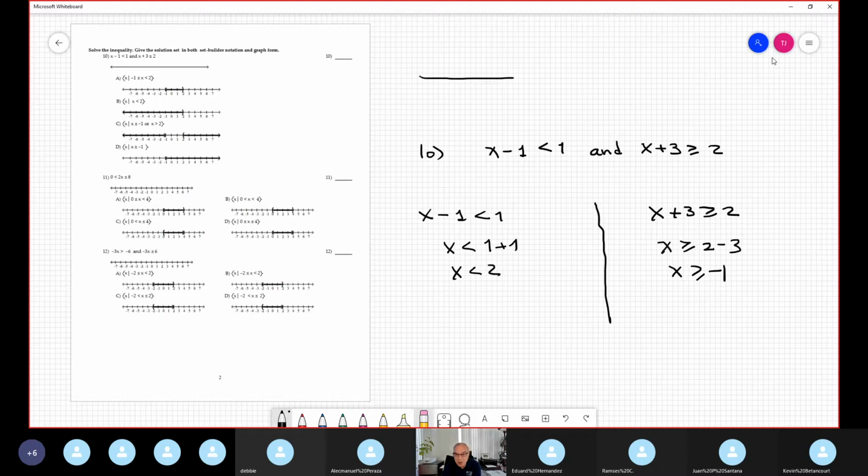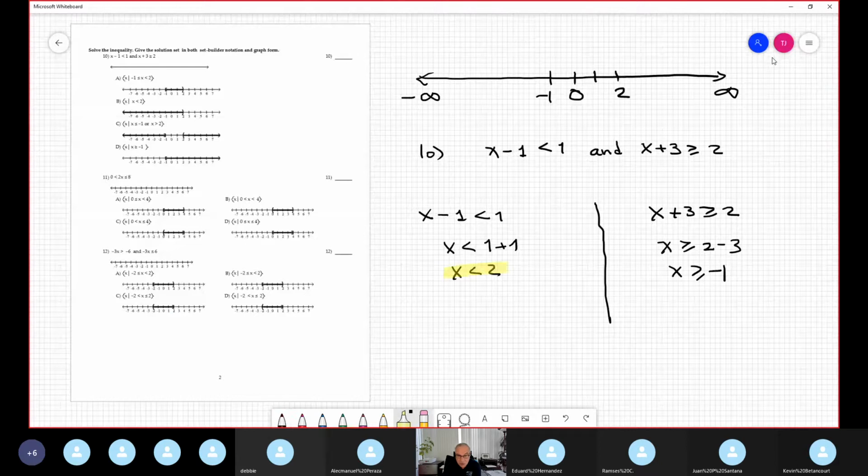Okay, now let's do the graph here. Why not? This is my real number line. Negative infinity, positive infinity, 0 in the middle. This is 1, 2, and this is negative 1. The first interval, which I use a yellow color for, goes from 2 to the left, because it's less than. It continues forever, and does not include 2, because I don't see an equal sign here.